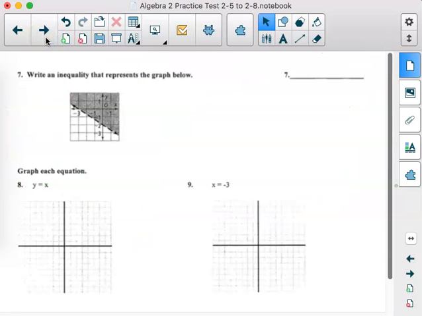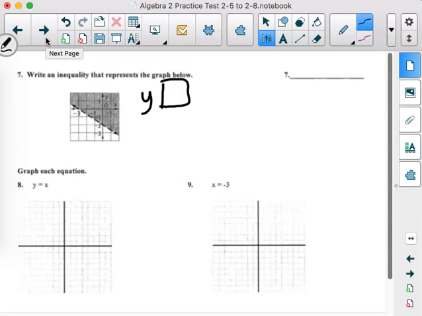Write an inequality that represents the graph below. That's a line, but it has the shading. So it's going to be y something, and the easiest way is if we could get mx plus b. So let's see if we can do that. Is this crossing the y-axis in a nice spot? It is. Right down here at -2. So that means b is -2.